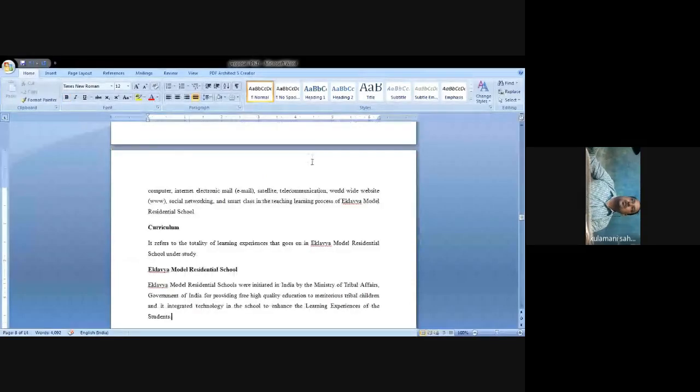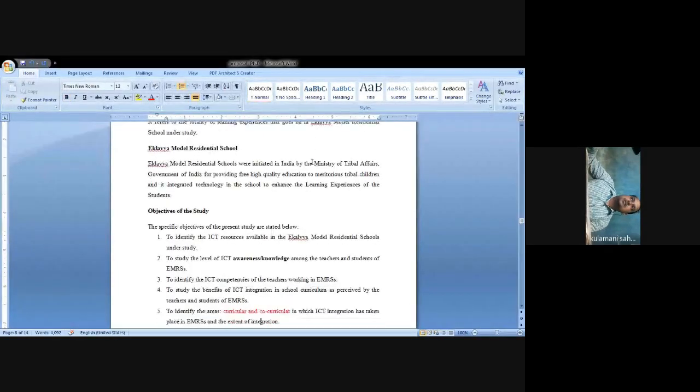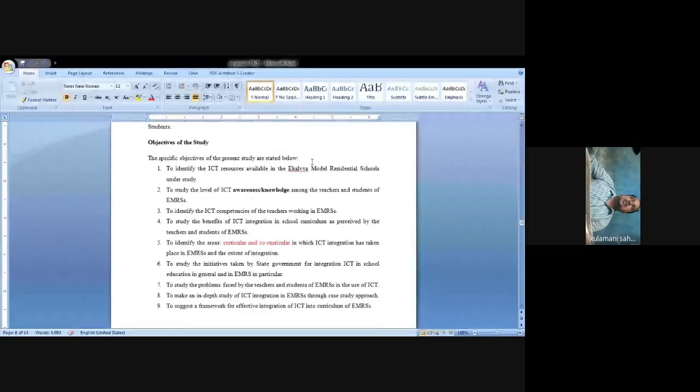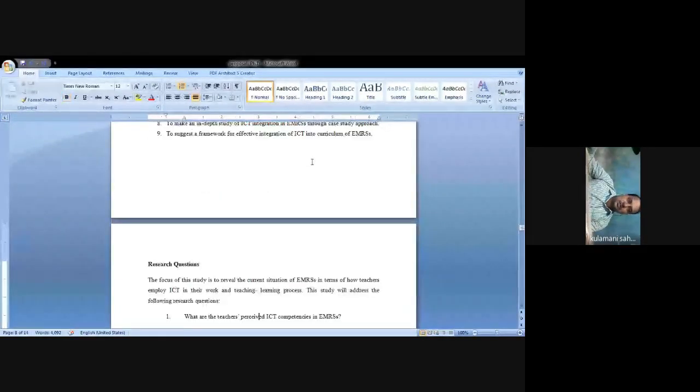Then comes your objectives. Objectives are written as: the specifics of the present study are stated below. Okay. Likewise, followed by the research question.